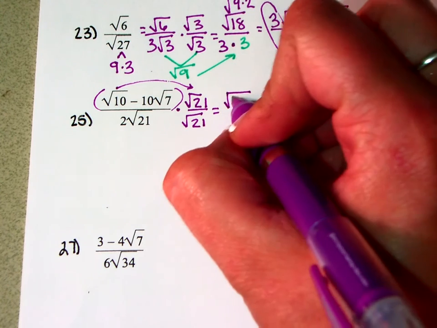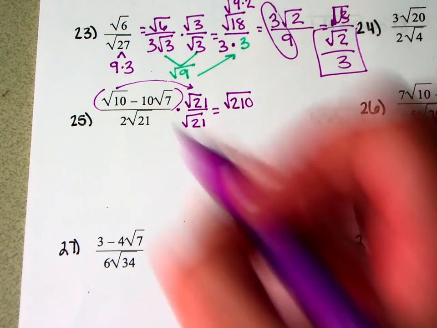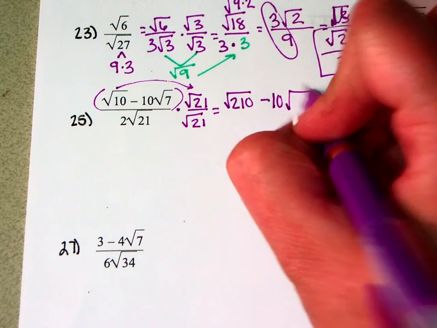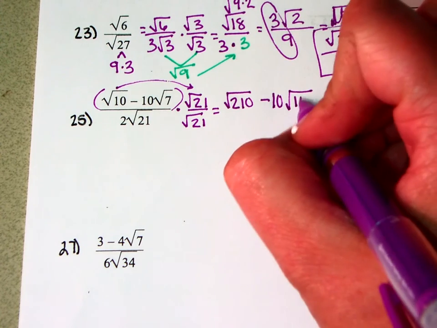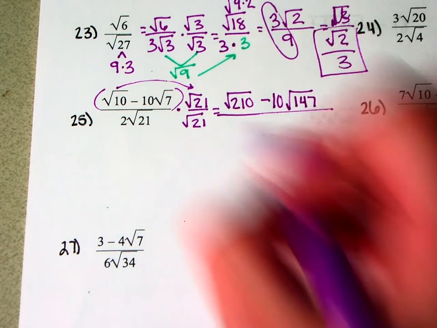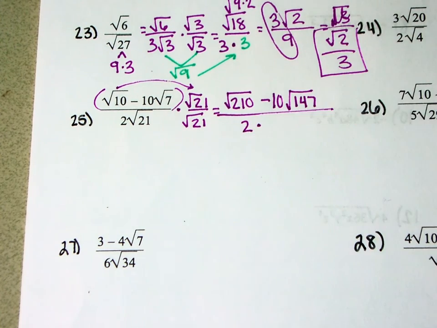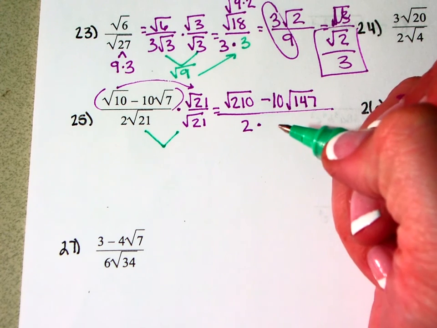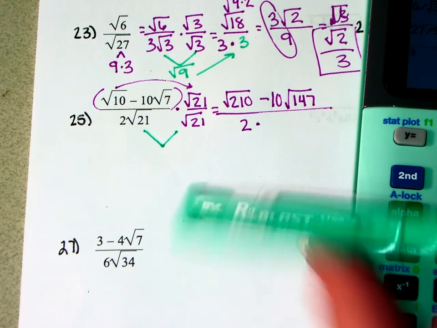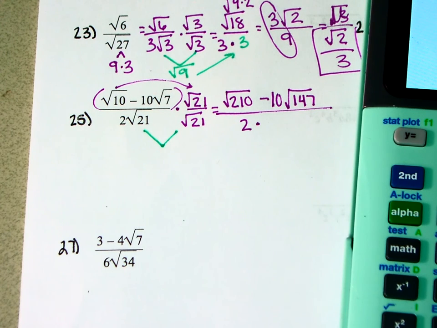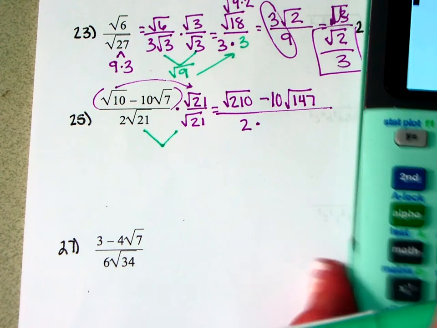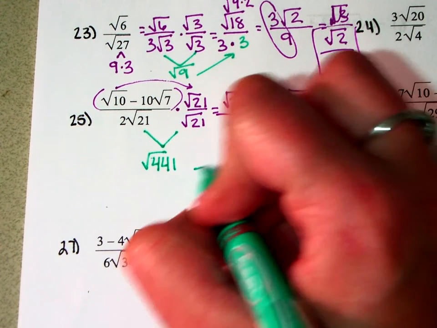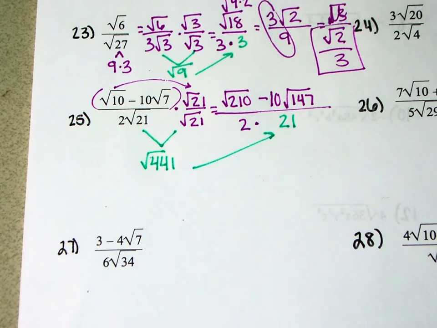10 times 21 is 210. Then I'm going to do minus. The 10 can go nowhere. 7 times 21 is 147. All over 2 times, again, square root of 21 times the square root of 21. Off the top of my head, I don't know. 21 times 21 is 441. So we have the square root of 441, which in turn simplifies to 21.